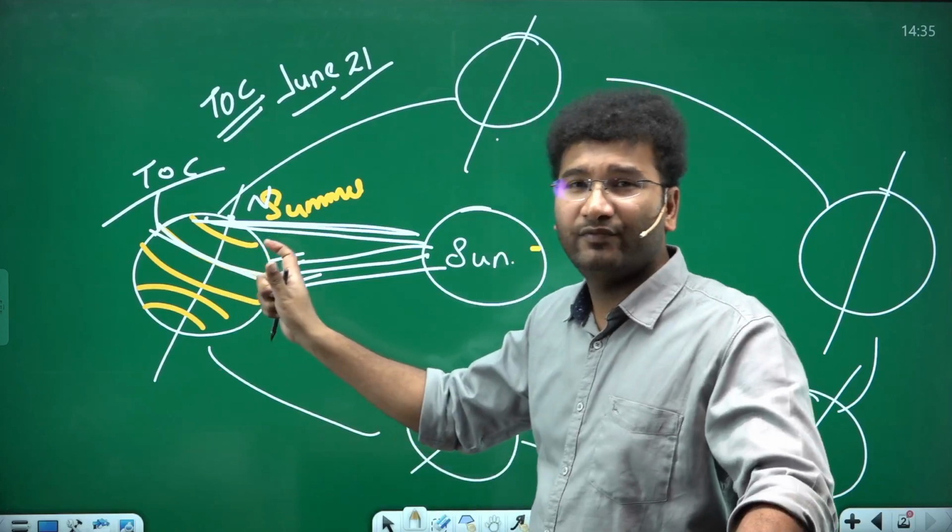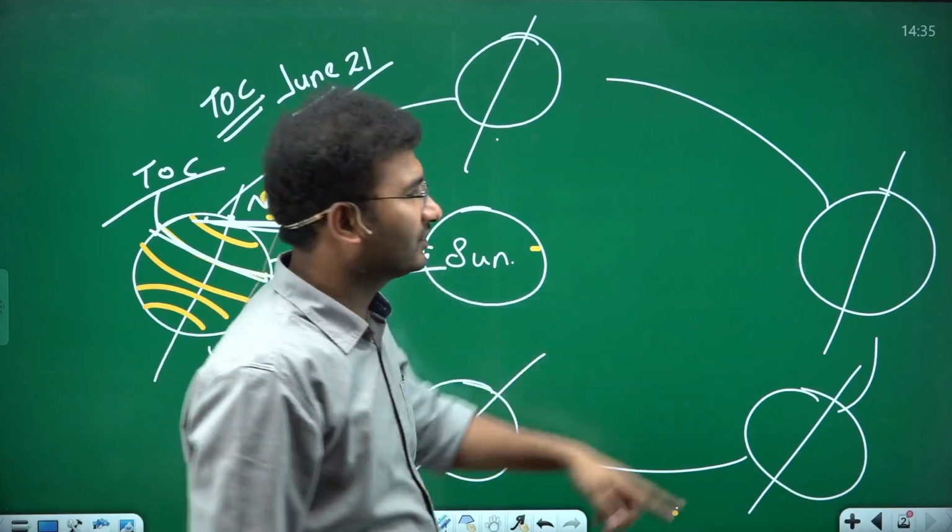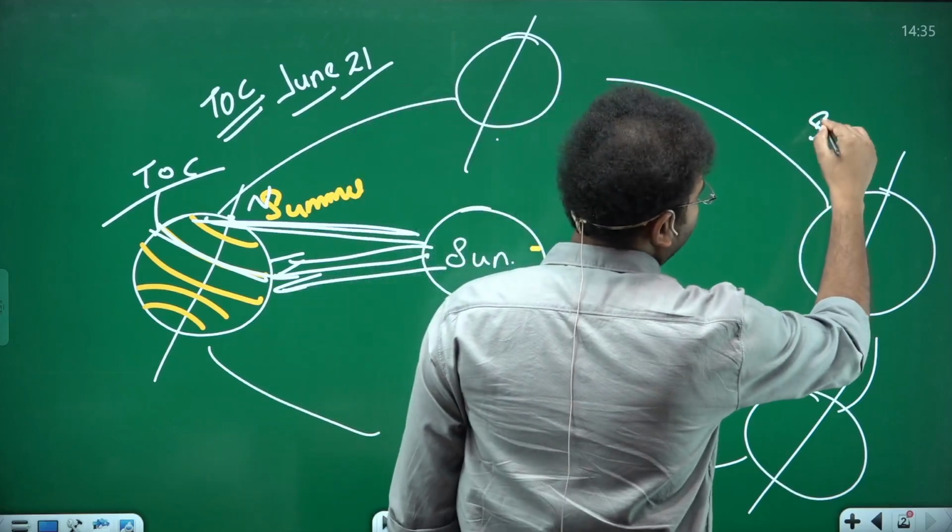Now, when is your winter in the northern hemisphere? If the sun goes around and the earth comes to the other side position, this is your winter solstice.